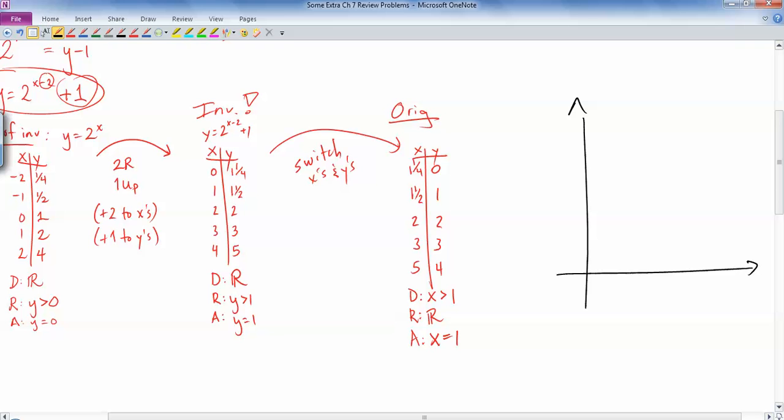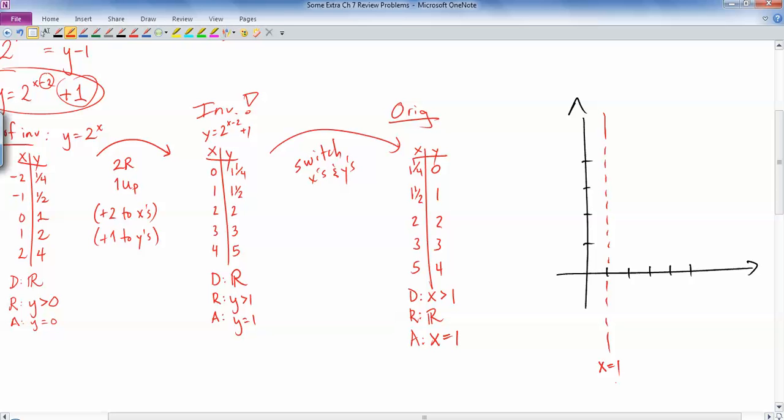So let's see, x equals 1. Let me make tick marks first. So let's see, I got to go up to 5. 1, 2, 3, 4, 5. And I go up 4, 1, 2, 3, 4. So x equals 1 looks like this. So there's my asymptote, x equals 1.